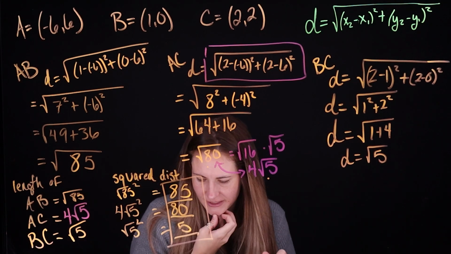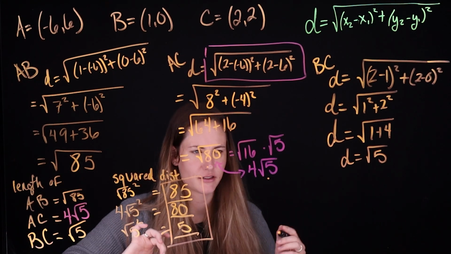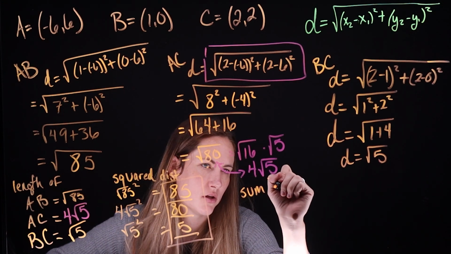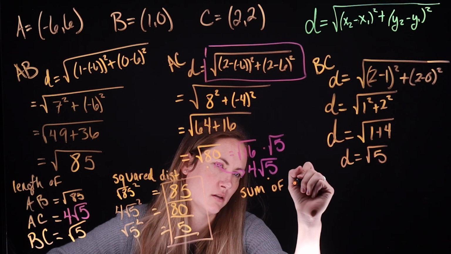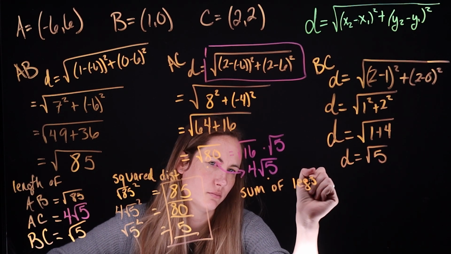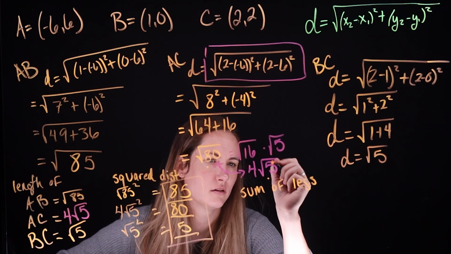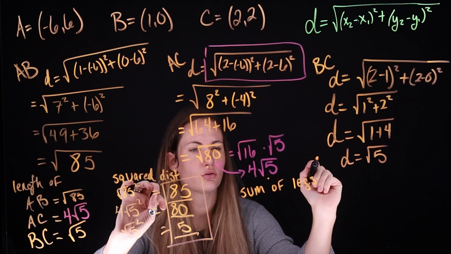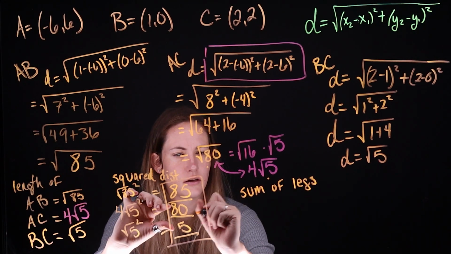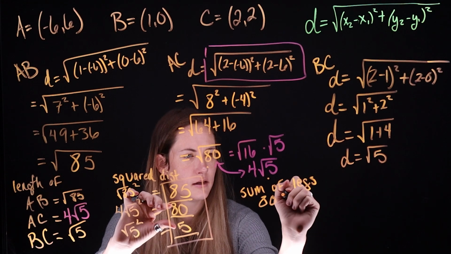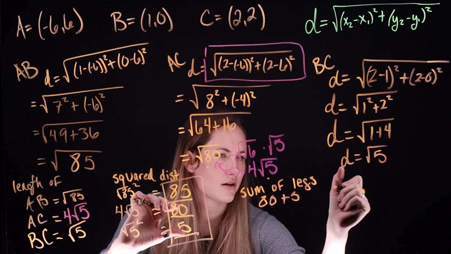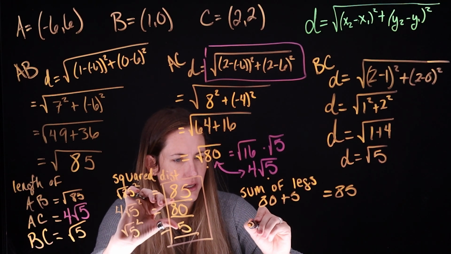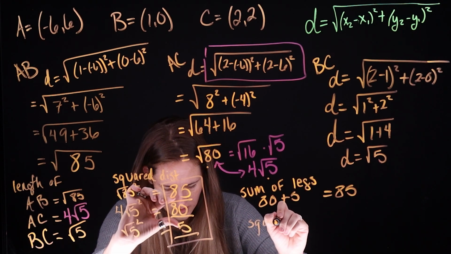Next part they asked for is the sum of the squares of the lengths of the legs. I'm going to simplify that: sum of squares of the lengths of the legs. Okay, so we look for our 2 shorter sides. So the 2 shorter sides would be 80 and 5. And so this one is 85. And then they're going to want the square of, how do they say it? The hypotenuse.